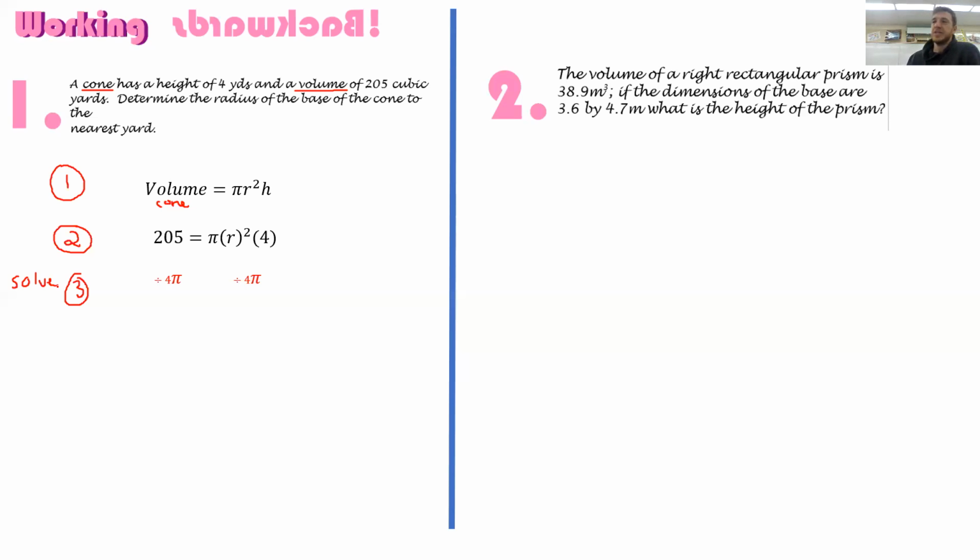All right. So you divide by 4 pi on each side, and then you'll get this. Okay, so once you divide by 4 pi, that will cancel that and that. You are left with R squared.